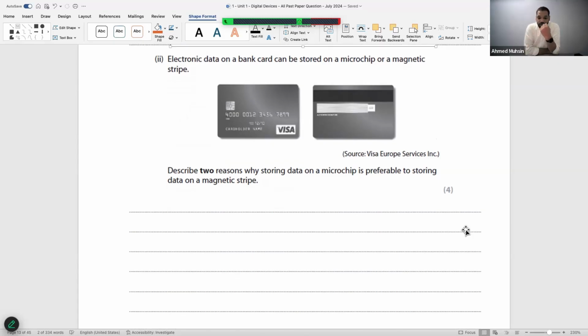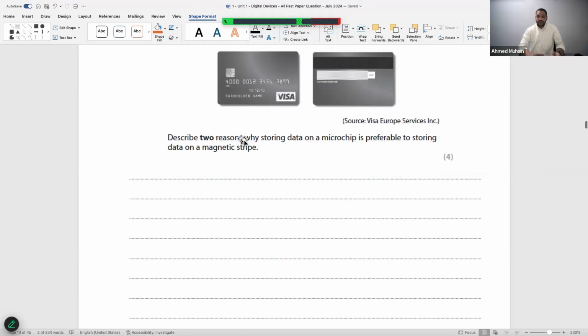Electronic data on a bank card can be stored on a microchip or on a magnetic stripe. Are we okay with that? Agree with me? Your data can either be here or your data can be here. Agreed? Right. Quick question, guys. If your data is here, how do you read it? By swiping the card. If your data is here, how do you read it? Not tapping. Inserting the card into the card reader. Okay? Describe 2 reasons. Boys, everyone with me? Describe 2 reasons why storing data on a microchip is preferred to storing data on a magnetic stripe.